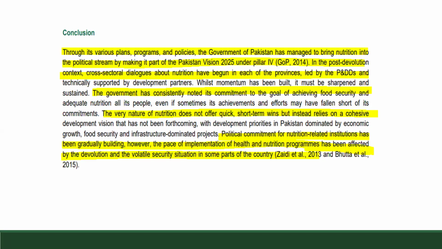Through its various plans, programs, and policies, the government of Pakistan has managed to bring nutrition into the political stream by making it part of the Pakistan Vision 2025. In the post devolution context, cross sectoral dialogues about nutrition have begun in each of the provinces, led by the PDDs and technically supported by the development partners. While momentum has been built, it has to be sharpened and sustained. The government has consistently noted its commitment to the goal of achieving food security and adequate nutrition among all its people, even if sometimes its achievements and efforts may have fallen short of its commitment.